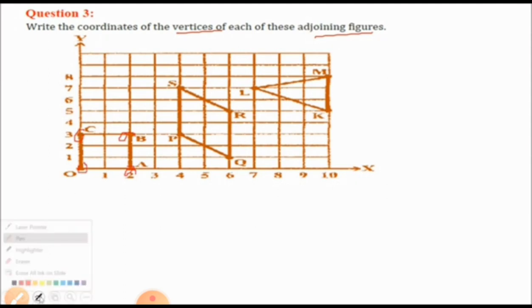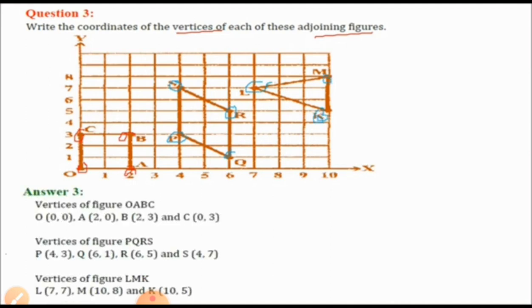Third one is equal to K, L, M. We have to write the particular names of the points. Suppose we write point A. A is what? 0, 0? No, beta, that is O. A is 2 and 0. Y is 0. Okay. B is 2 and Y is 3. Very good answer. Very good beta.